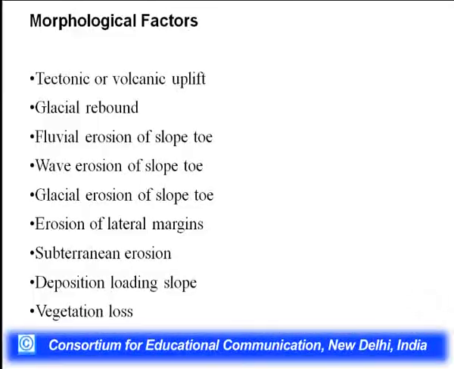Then morphological factors, which include tectonic or volcanic uplift, glacial rebound, fluvial erosion of the slope toe, wave erosion of the slope toe, glacial erosion, erosion of lateral margins, subterranean erosion, deposition loading the slope, and vegetation loss.